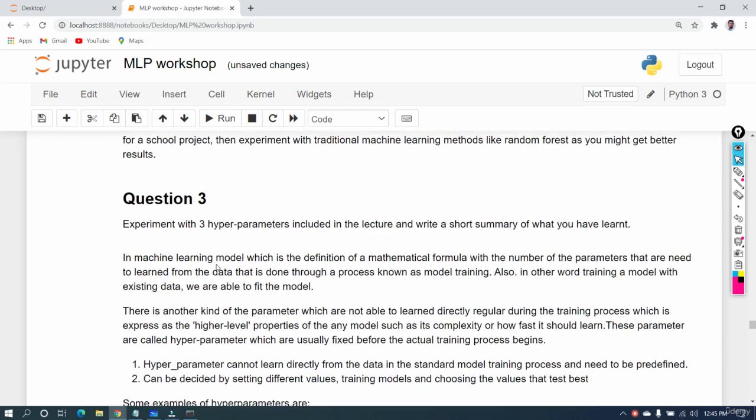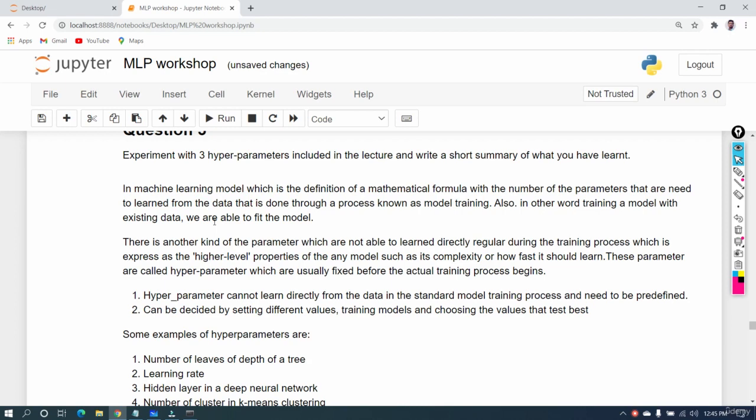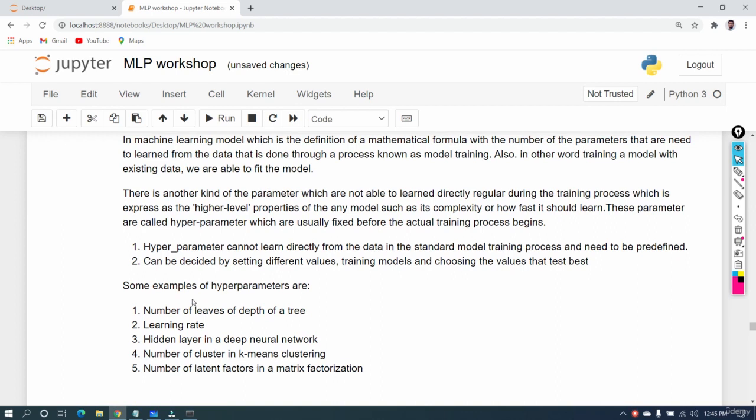Now let's solve this question number 3. It says: experiment with 3 hyperparameters included in the lecture and write a short summary of what we have learned. So let's see, what are the hyperparameters first of all. Some examples you can clearly see right here. They can be tuned, they can be changed in order to make your model more accurate and so on.